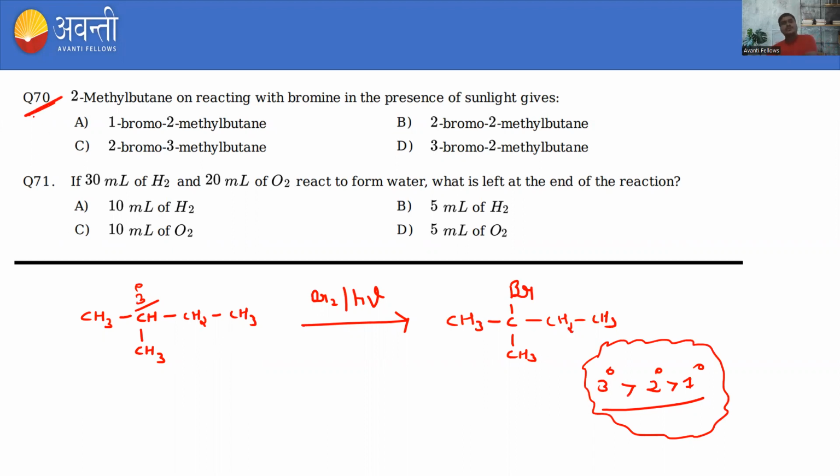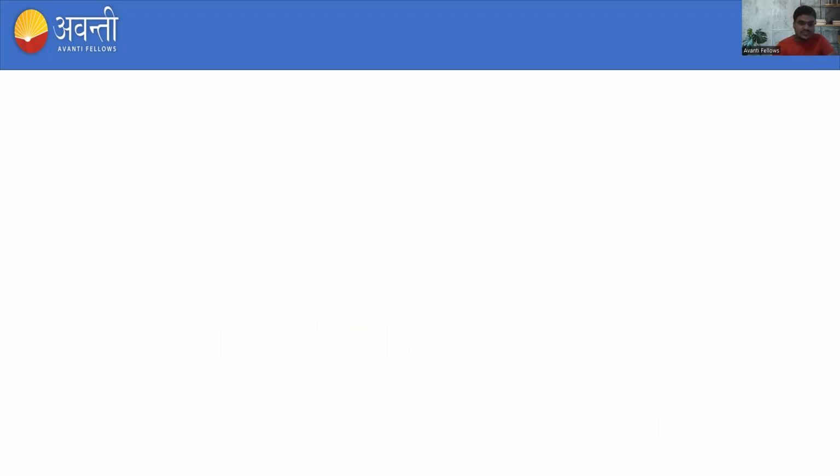Now, similar for question number 71. If 30 ml of H2 and 20 ml of O2 react to form water, what is left at the end of the reaction? So they are basically asking what is left at the end of the reaction and which one behaves like a limiting reagent. So this question is from stoichiometry, the limiting reagent part. So let's write the equation first. We have 2H2 plus O2, which gives us 2H2O.